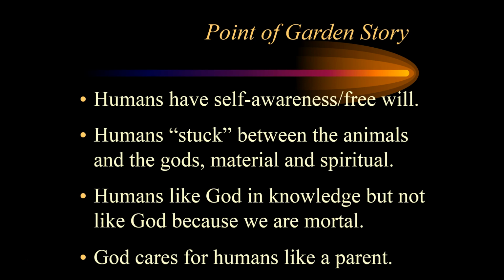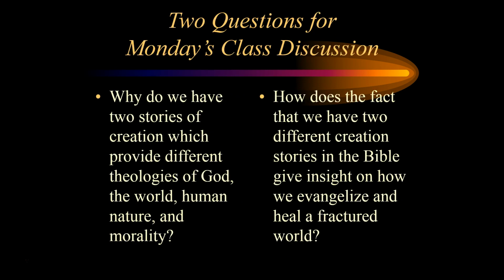Two questions, in fact. Why do we have two stories of creation which provide different theologies of God, the world, human nature, and morality? One, Genesis 1, is very positive, very affirming about the goodness of life. Every time God makes something, He says it's good, it's tov, it works, it's sufficient. And humans are the instruments of God's plan for maintaining this goodness. Yet God's very cosmic, very transcendent. He creates just through words.